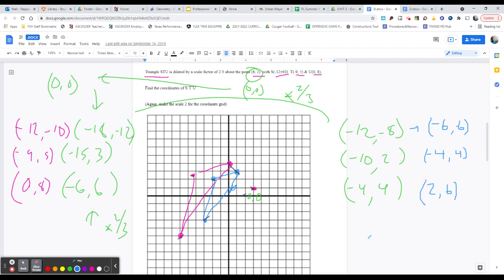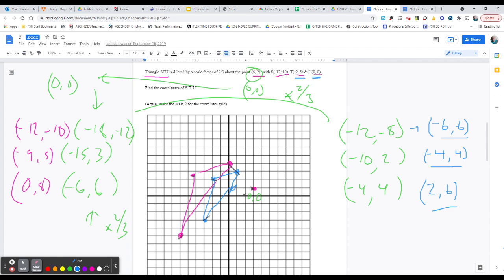Okay. So what happens is the 0, 8 is now dilated down to 2, 6. The -9, 5, which was here, is now at -4, 4 there. And the -12, -10, which was here, is now at -6, -6. Hopefully that gives you a nice clear picture on how to do that.